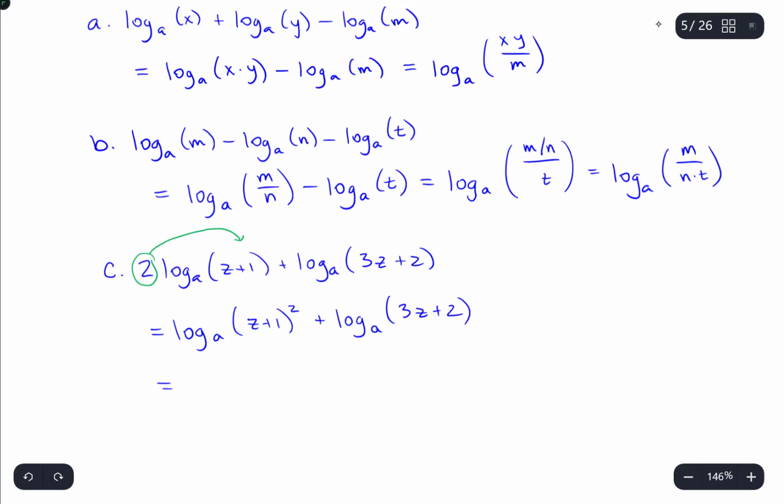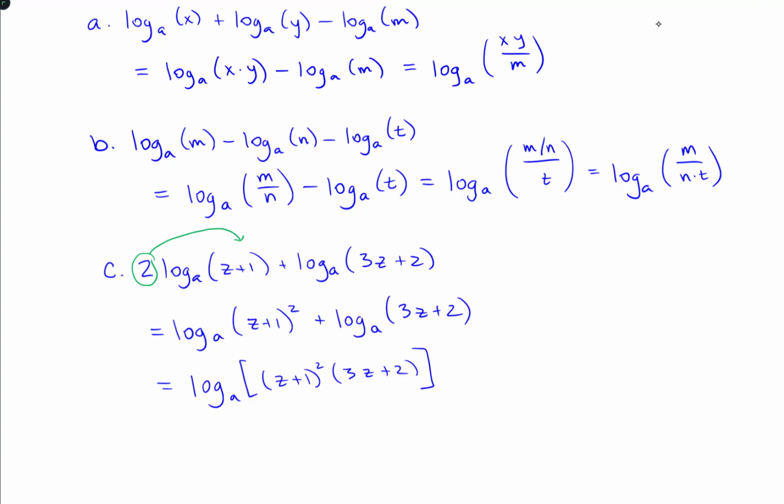Now that I have two logarithms of the same base that are added together, I can combine those into a single logarithm where the arguments are multiplied. And it's not really necessary to expand these polynomials out. That's not really going to make the expression any simpler. The simplest form is generally considered to be the factored form of a polynomial anyway, so we'll just leave this as is.